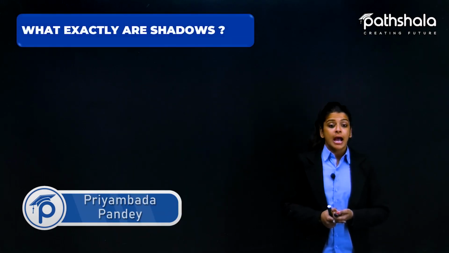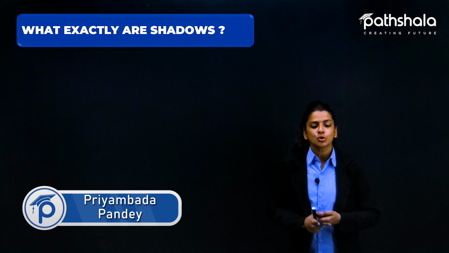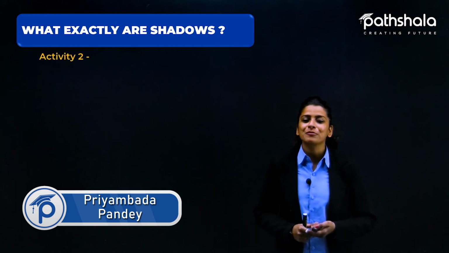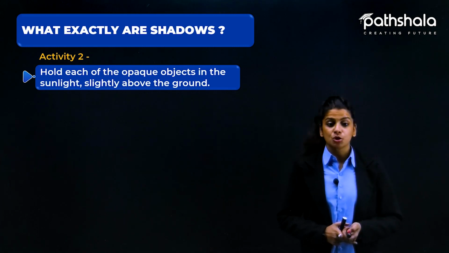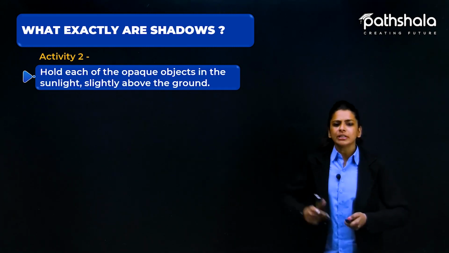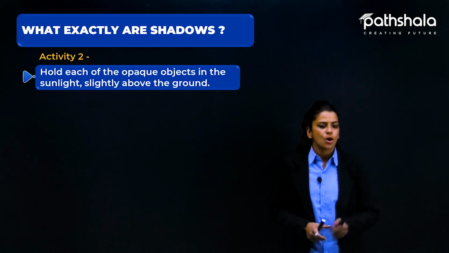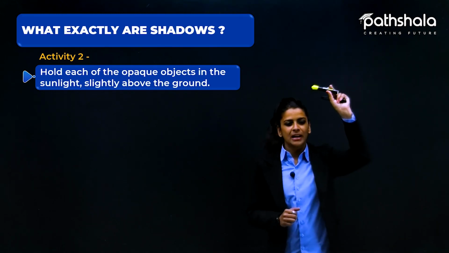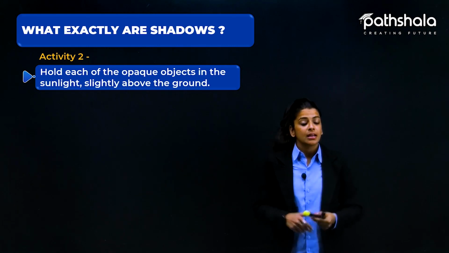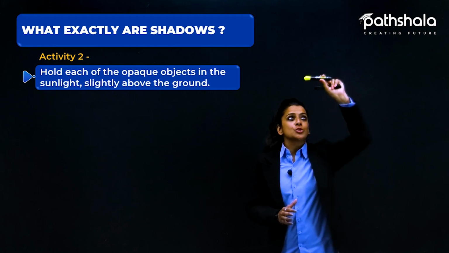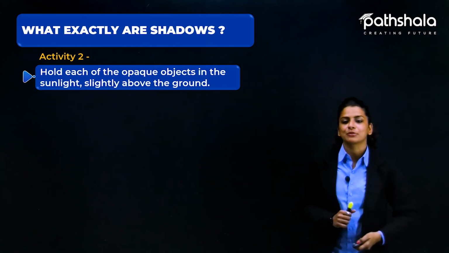Shadows. अब हम पढ़ेंगे about the shadows and how they are formed. To discuss this topic, we have various activities with us. So let's talk about activity number 2 from your book: hold each of the opaque objects in the sunlight slightly above the ground. For example, this is the opaque object that I'm holding, and if I am standing outside under the sun, I am going to hold my object like this. So this is the first step that we have to do.